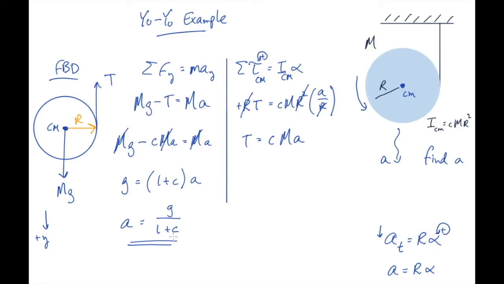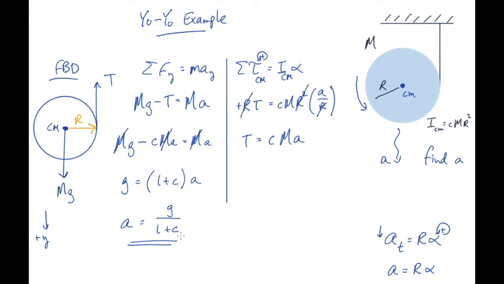If the yo-yo was in the shape of a hockey puck, a solid disc, c would be 1/2, and the acceleration would end up being 2/3 of g. If the yo-yo was in the shape of a ring, hoop, then c would equal 1, and the acceleration is reduced to 1/2 of g. So that's one way to solve this. Let's look at another way.